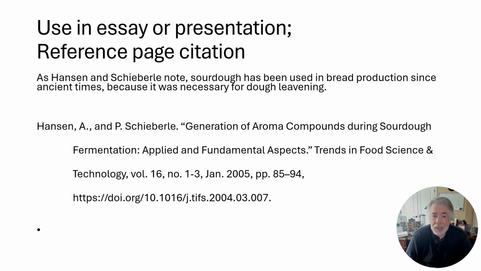As Hansen and Scheiberle note, sourdough has been used in bread production since ancient times because it was necessary for dough leavening. Okay, I've provided a little additional information from a scholarly source. It's not going to blow anybody away, but it is using a scholarly source for my purpose. And there below is what that reference citation would look like on the references page if you're writing an essay in MLA style. If you're using APA, it would look slightly different, not much.